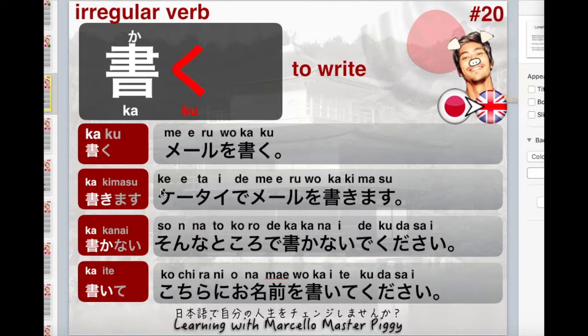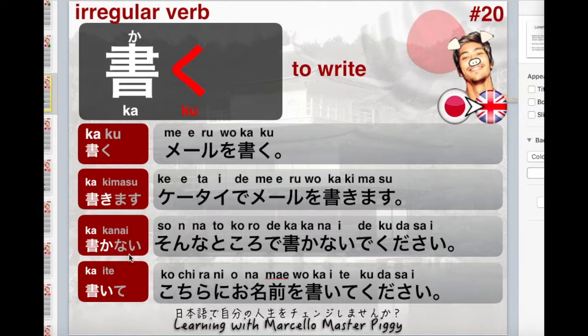Okay. Next one is our masu form, kakimasu. For example, keitai de meru wo kakimasu. Keitai de meru wo kakimasu. Now, to write an email with your phone, from your phone. Okay, keitai is a Japanese word for cell phones.